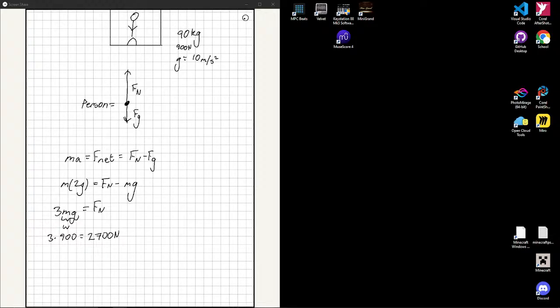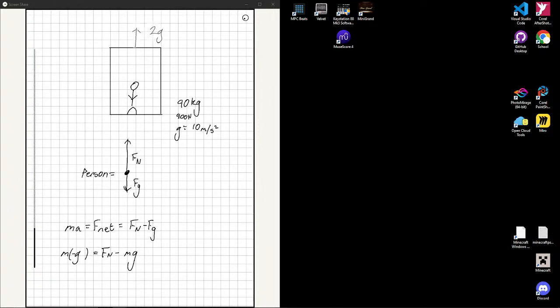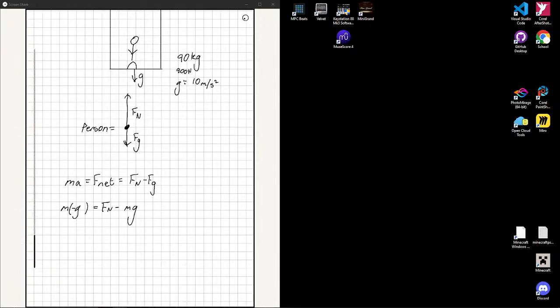I'm feeling a lot of force. You could think of it the opposite way. Let's say the elevator is going downwards at negative g. Let's say the elevator is now dropping at the acceleration of gravity, meaning the elevator is in free fall. So g. So if we solve this now, what do we get?